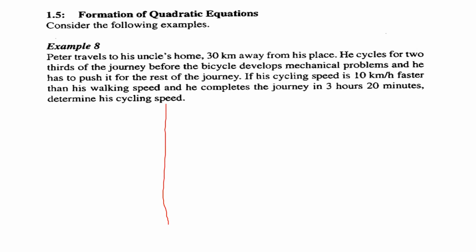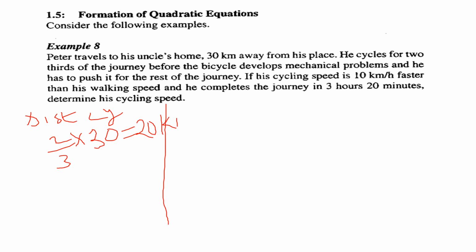So let me take my highlighter here so that we can proceed from there. The first thing, we know that speed is equal to distance over time, and we can also say distance is equal to speed multiplied by time. So for the first thing, we are going to get the time it takes in cycling. We are told Peter travels to his uncle 30 kilometers away from his place, so the distance is 30 kilometers, and he cycles 2/3 of the journey. So let us see the time taken for him to cycle.